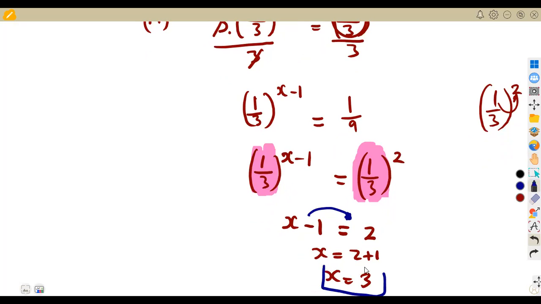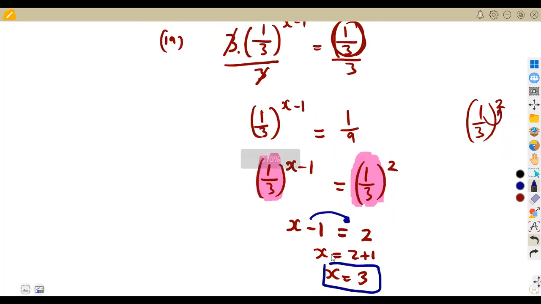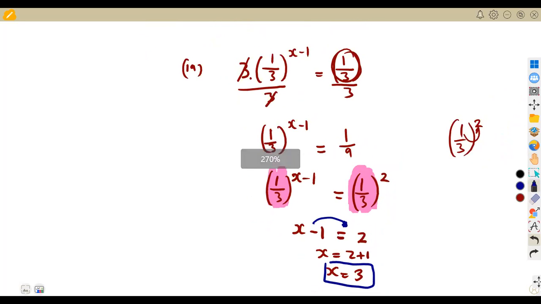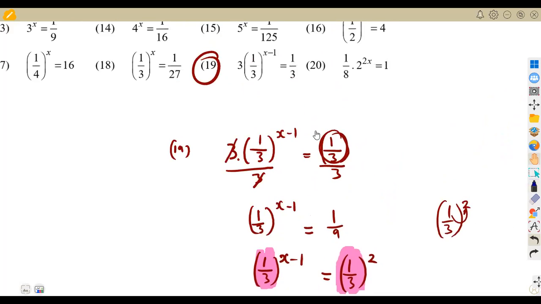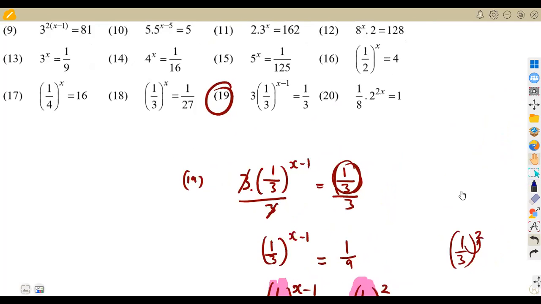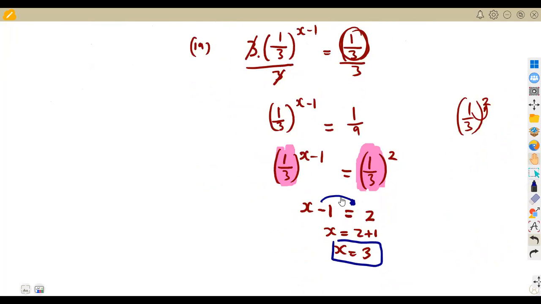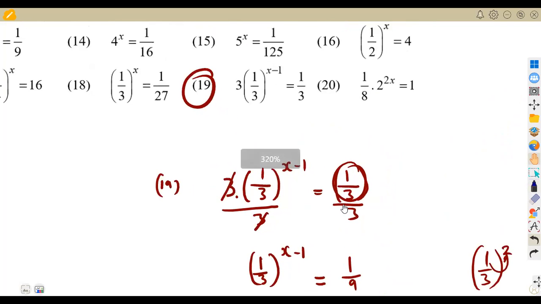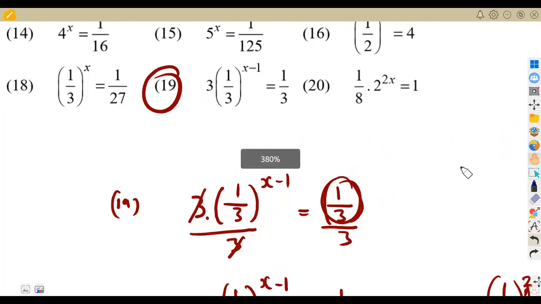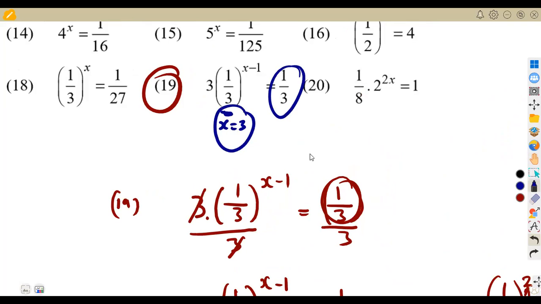Okay, so that's it. If we take this value of x, let us take this into the calculator. I'm just going to prove it directly on the calculator. This was our question here. Remember, our x is 3. So I'm just going to put it directly on the calculator here. If x is equal to 3, we just want to check if this is going to give us 1 over 3. If x is 3, let us put 3 here.